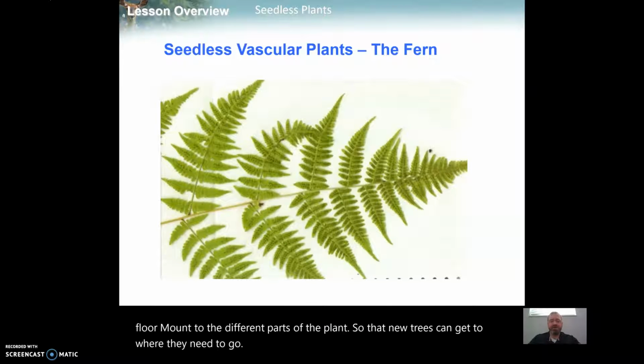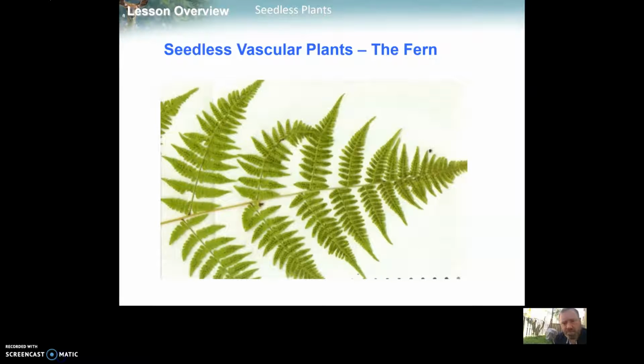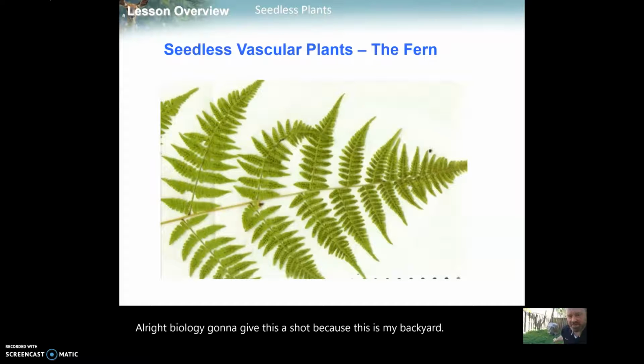All right, time for seedless vascular plants, the fern. All right, biology, we're going to give this a shot because this is my backyard. You can see the fence line back there and the grill.